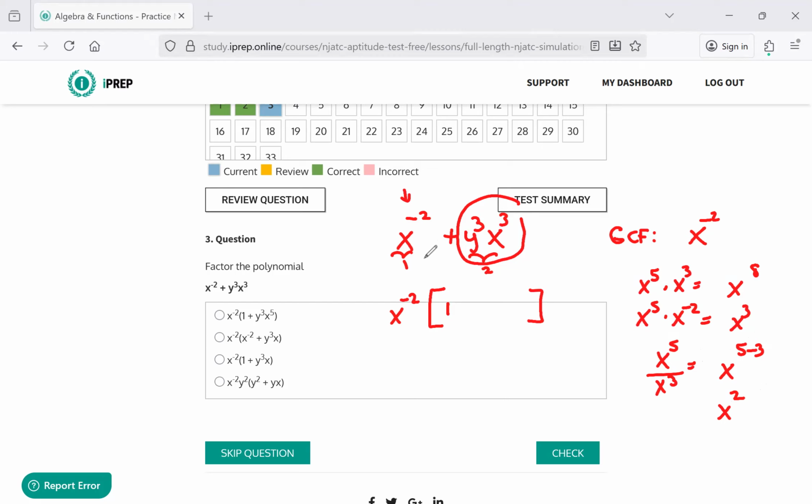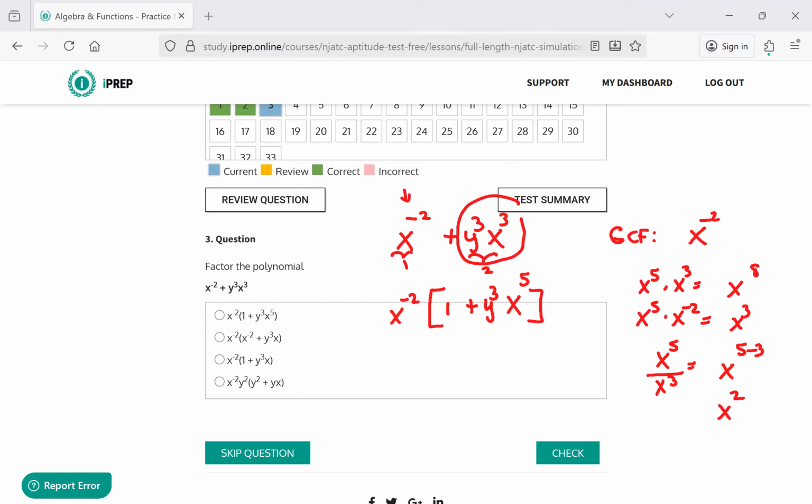Okay, so what do we have to get? What do we have to multiply x to the negative 2 by to get this entire second term, y cubed, x cubed? You're going to need a plus, and you're going to need a y cubed. And what else? What else do we need? So this one's tricky. What do you have to multiply x to the negative 2 by to get x cubed? So you're going to need an x, and you're definitely going to need a positive power, and it's not going to be 3. It's actually going to be 5.